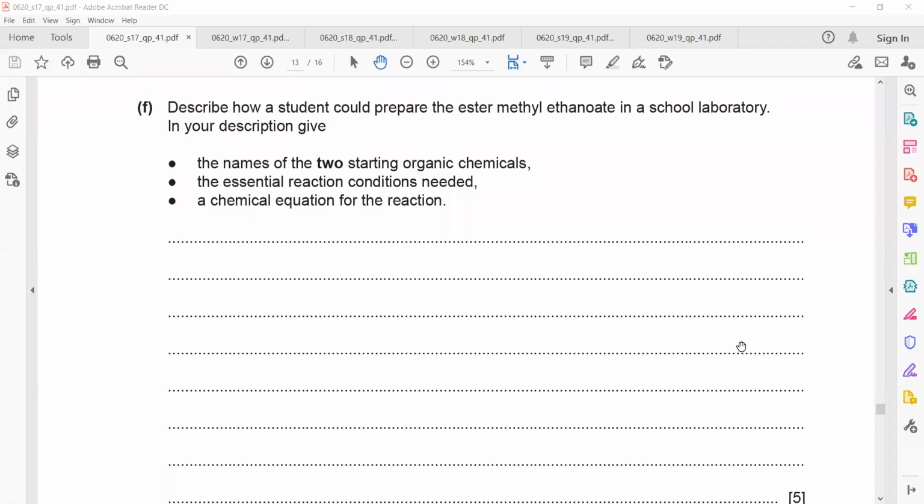So this was the last question part which we were discussing. Describe how a student could prepare the ester methyl ethanoate in the school lab. Now, if I want to prepare methyl ethanoate, what chemicals do I need for this preparation? Which alcohol? Because an ester is formed by an alcohol and a carboxylic acid. So, which alcohol and carboxylic acid is required?